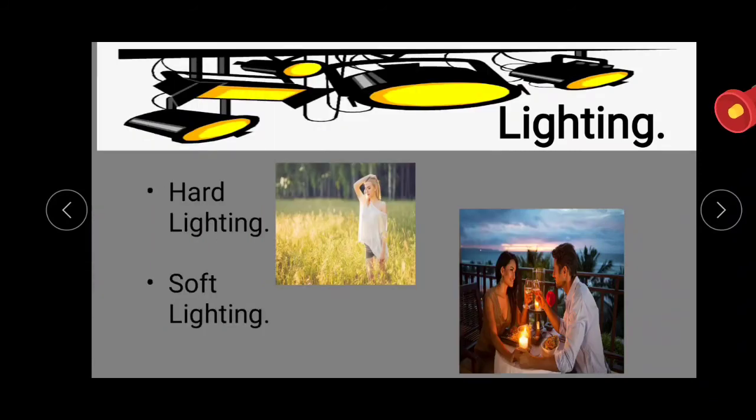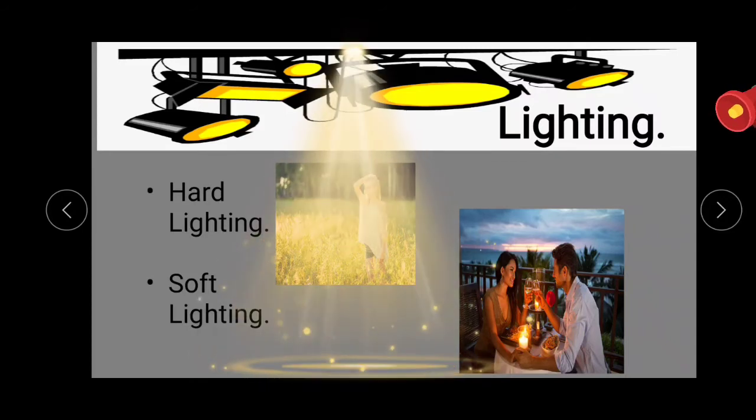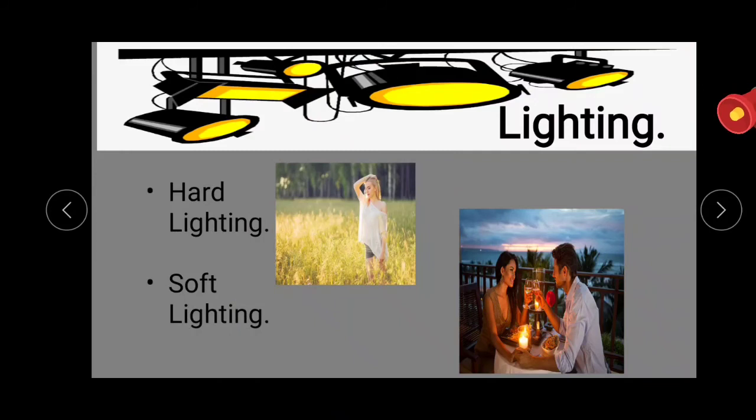Next is lighting. It's categorized into two: hard lighting and soft lighting. So hard lighting is a direct light, like something on a sunny day or a character directly placed into spotlight, while soft lighting is indirect. It is something like candlelight dinner or a scene on a cloudy day.